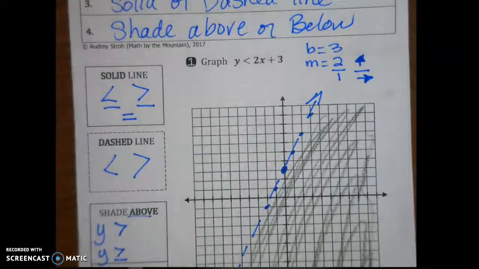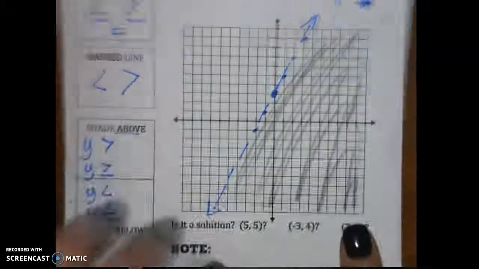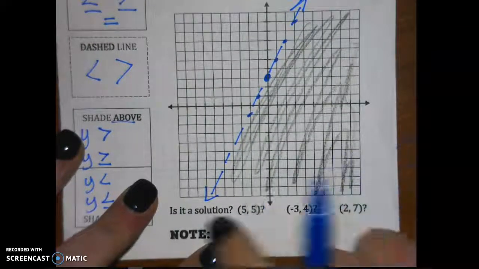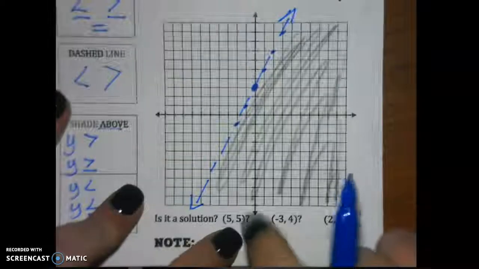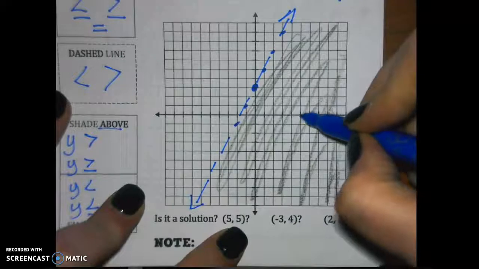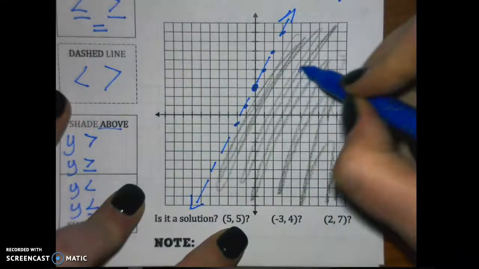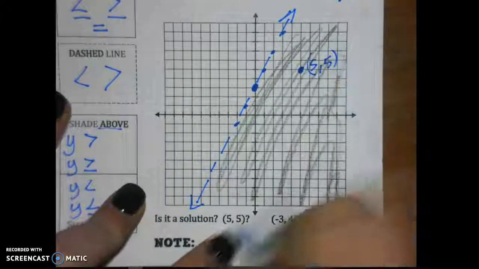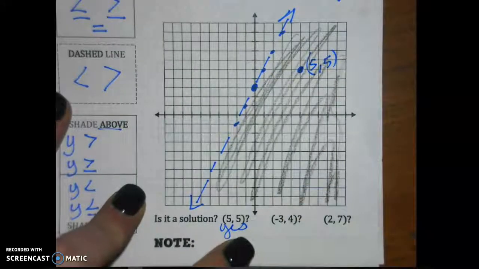Okay. I don't want to do it too much because I want you to be able to see. So now, I've got three things I want to know about. Is it a solution? (5, 5). Well, let's count. 1, 2, 3, 4, 5, and up 5. 1, 2, 3, 4, 5. Here's (5, 5). Yep. That's a solution.